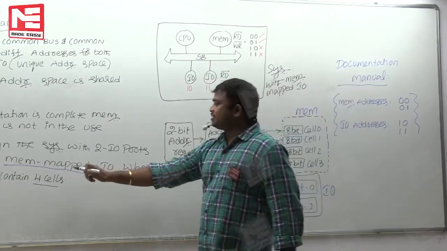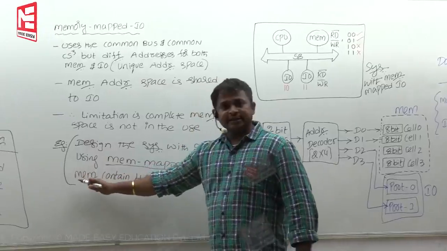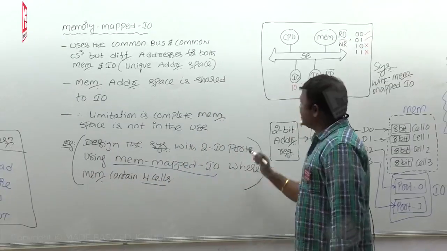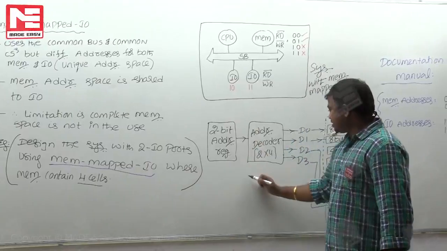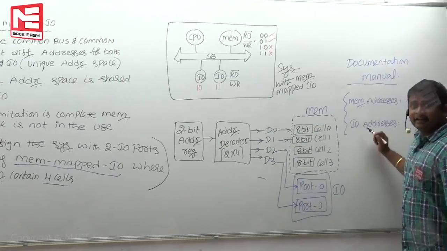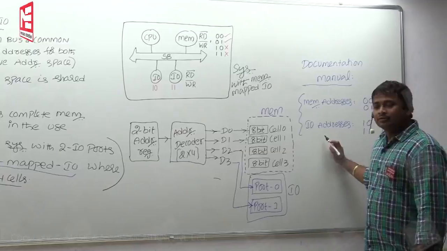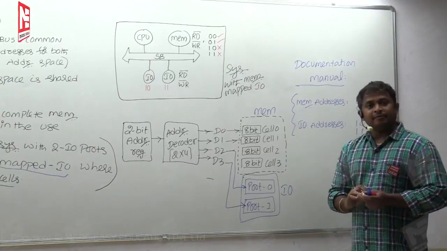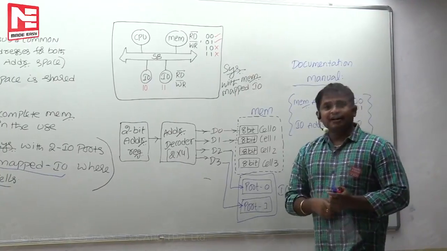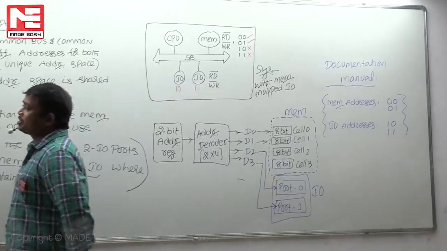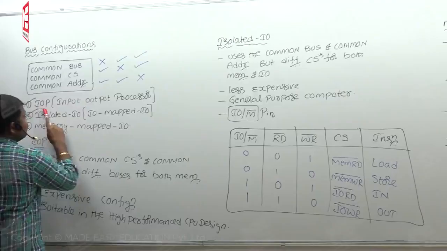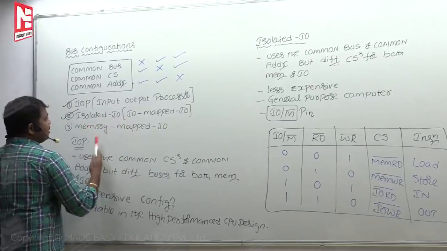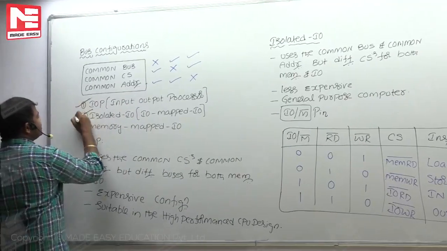So according to this statement, we designed the system. Correct? After designing, this designed information is maintained in the documentation manual. This is about the memory mapped I/O. Here, 3 configurations are given. Just see the configurations: IOP, isolated I/O, memory mapped I/O. 3 configurations.